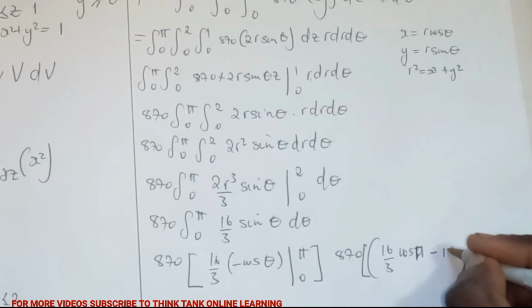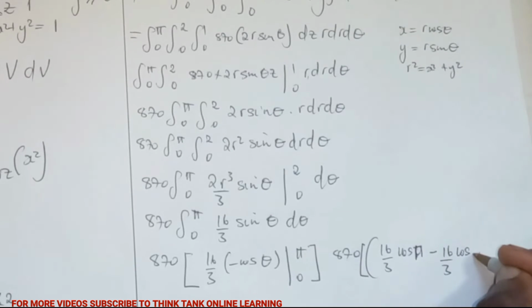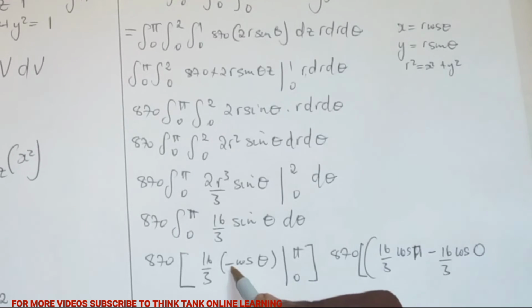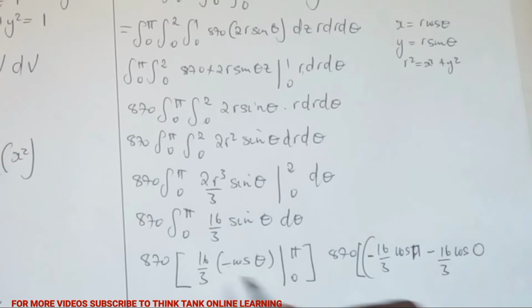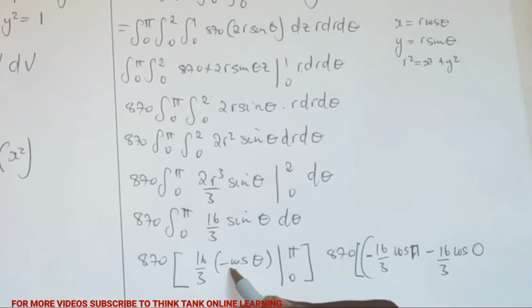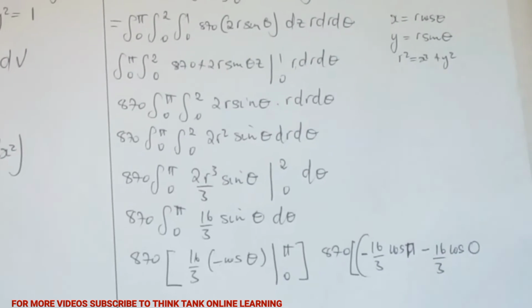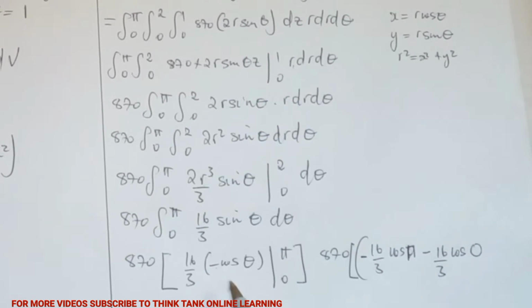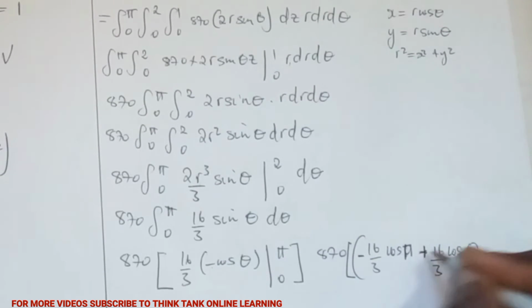Minus 16 over 3 cos 0. Okay, but I already have a negative here, so I'm going to have a negative here, then I have a negative here, so negative plus negative, this is negative minus the negative, so I'm going to get positive. Okay, so I have negative here, so this is negative. Then I'm going to say upper bound minus lower bound, so negative and negative, I'm going to get a positive.